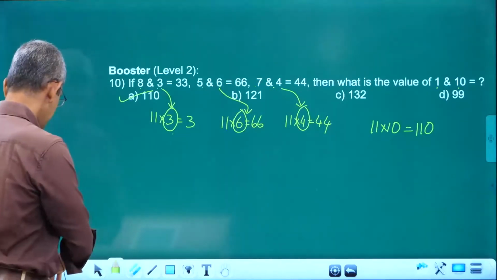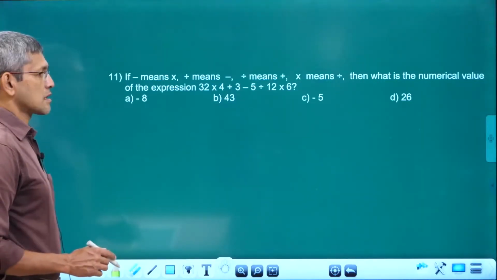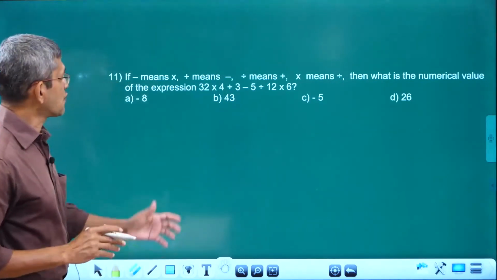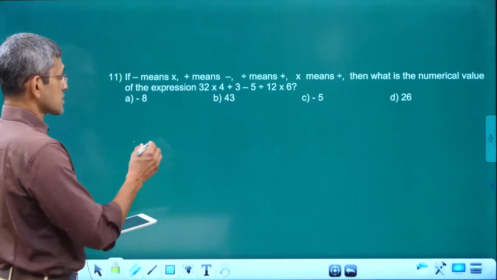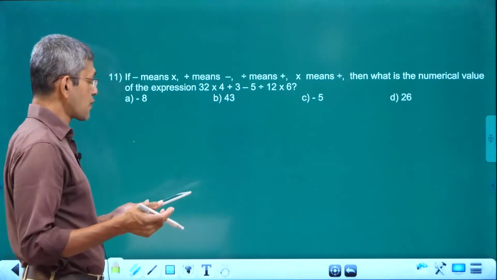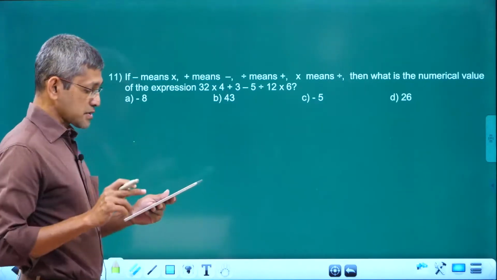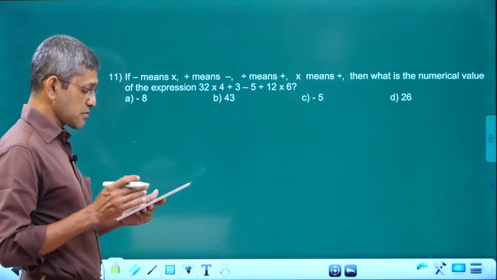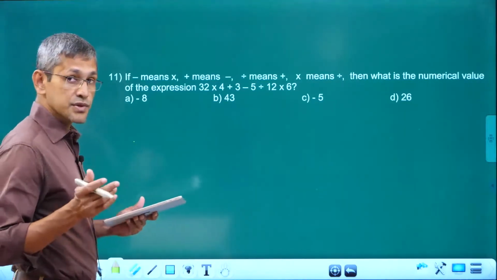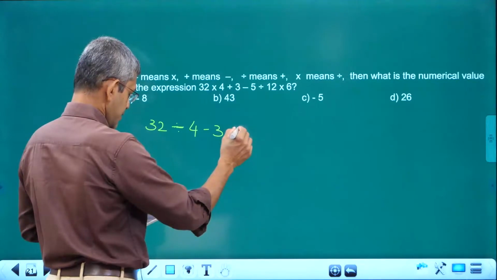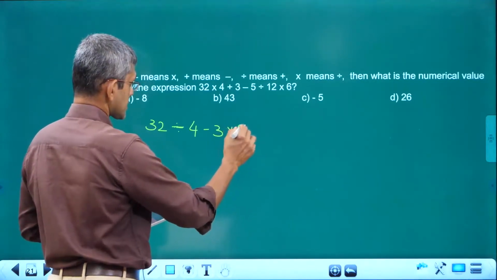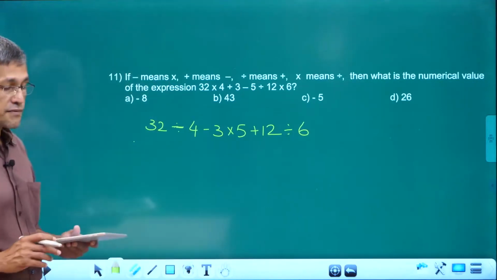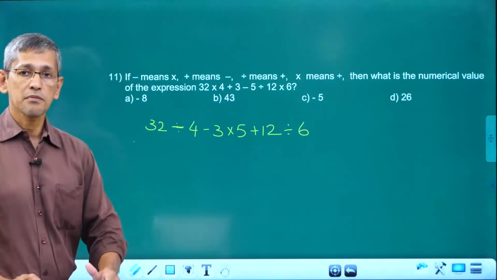Perfectly all right. Now next one. If minus means multiplication, plus means minus, then what is the numeric value of the expression? Change the symbols. That 32 into 4 plus 3 minus 5 divided by 12 into 6. When you change the symbols, that becomes 32 divided by 4 minus 3 into 5 plus 12 divided by 6. That's what it is. And now we have to apply the BODMAS. How do you apply the BODMAS rule?